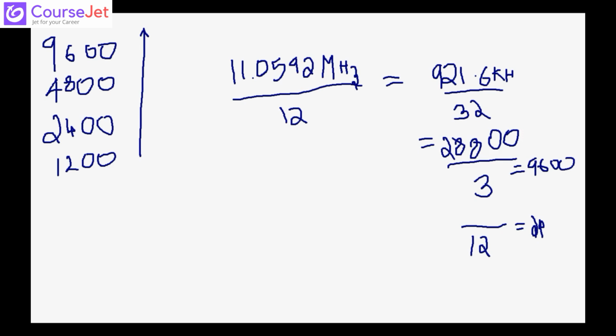Now, this 32 is already defined in the circuitry of the microcontroller itself. But this 3, 6, 12 and 24 we will have to select.